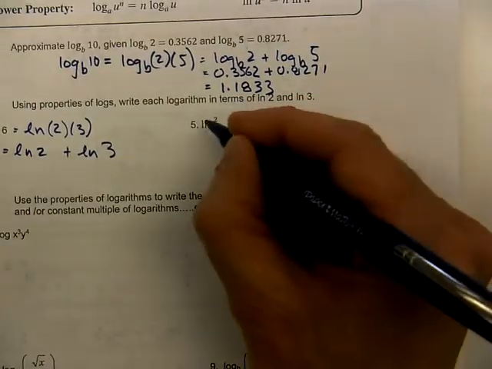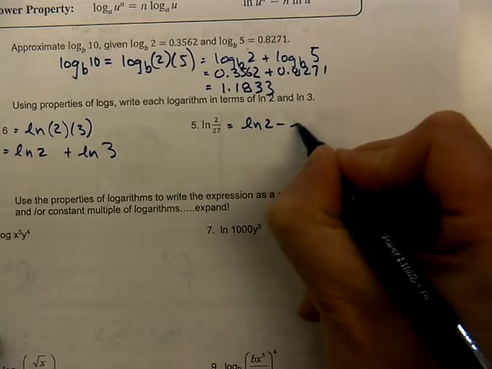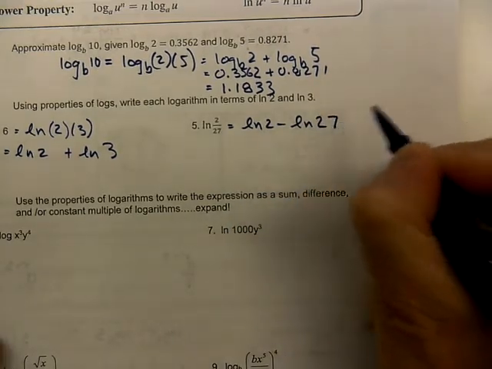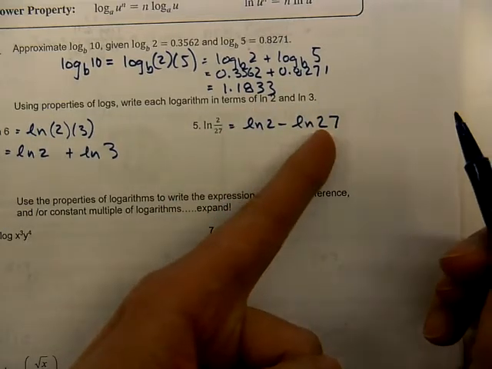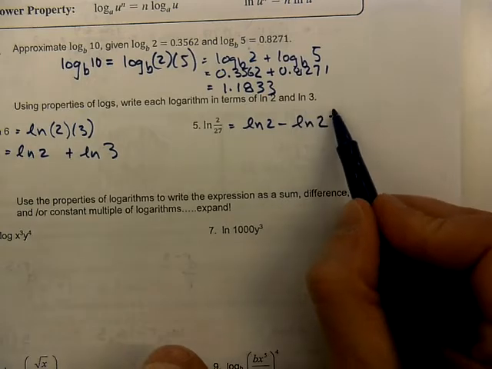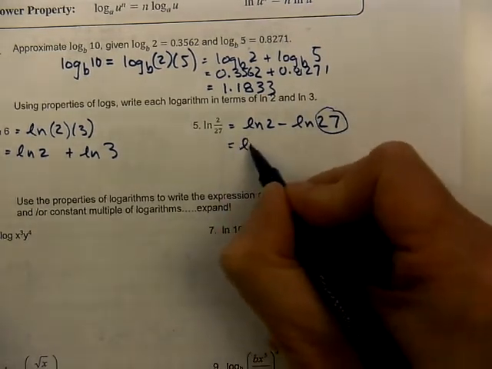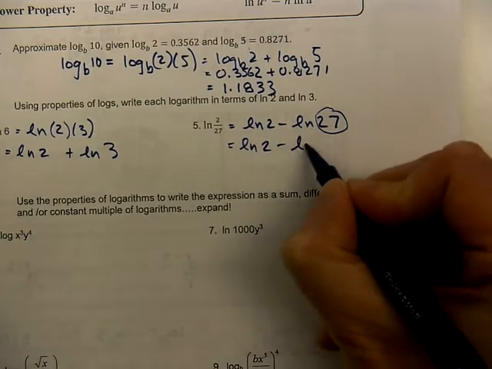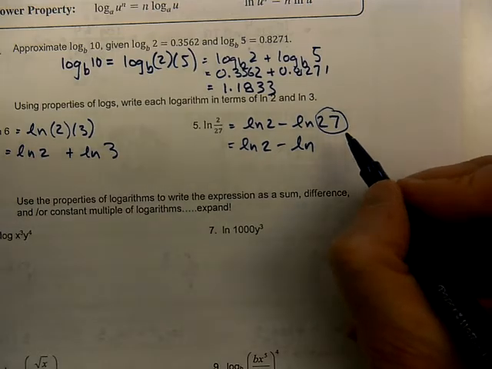Here's example 5. Natural log of 2 over 27. Expand that out. Natural log of 2 minus natural log of 27. One of our terms looks good, but the other doesn't. We don't want a 27. We either want 2's or 3's in some combination. So the question is, do we have more factors to find? Sure we do. Now, 27 can be factored into 9 times 3, but think about that for a moment.